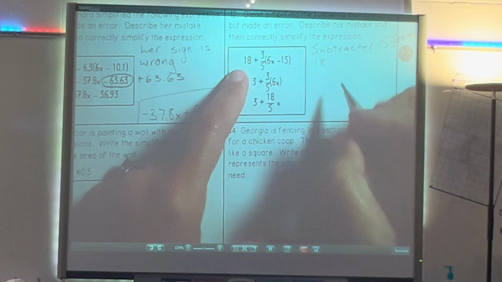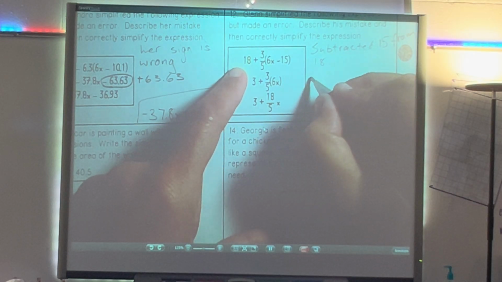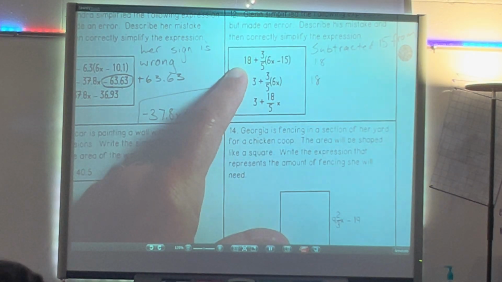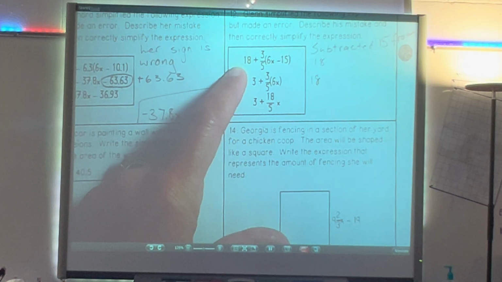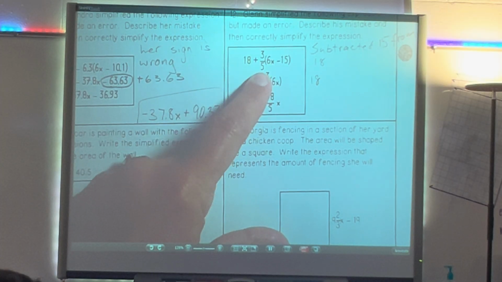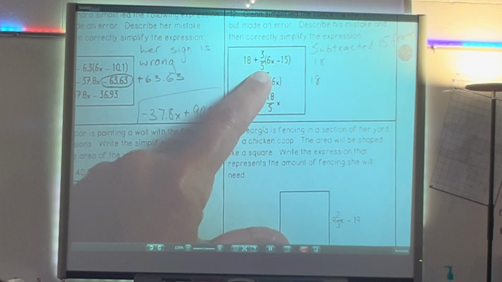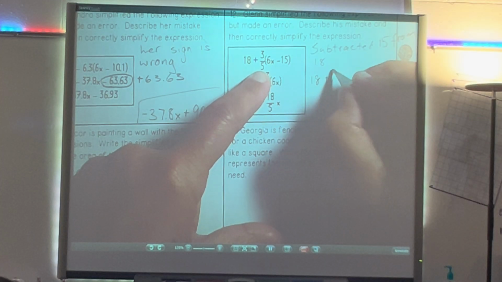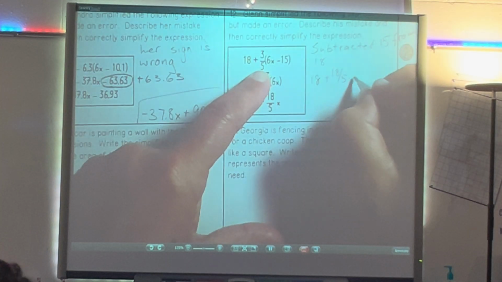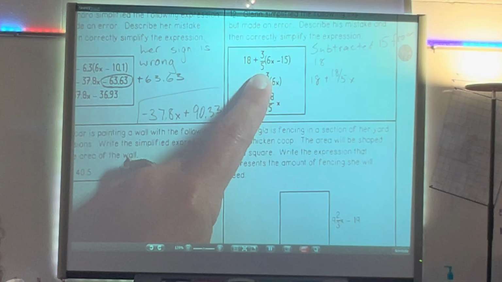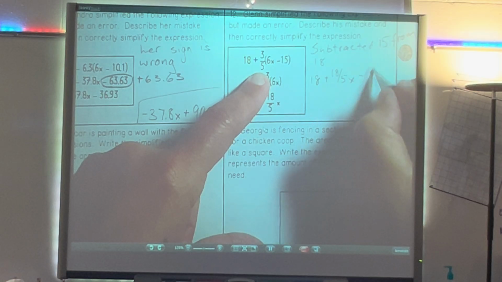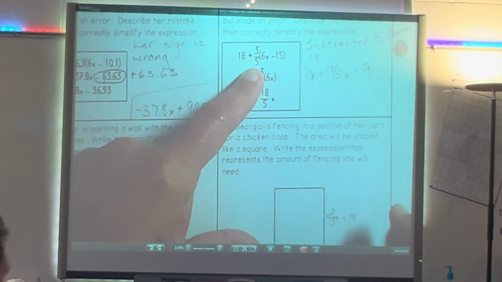So the 18 should have stayed, right? So we should have had 18. Then we needed to distribute the 3/5 and 6. 5 doesn't go into 6, so I'm just gonna multiply that and get 18/5. So we okay there? Alright, and then I've got 3/5 times a -15. 15 divided by 5 is 3, so 3 times -3 is -9. Are y'all alright with how I did that without a calculator, yeah?